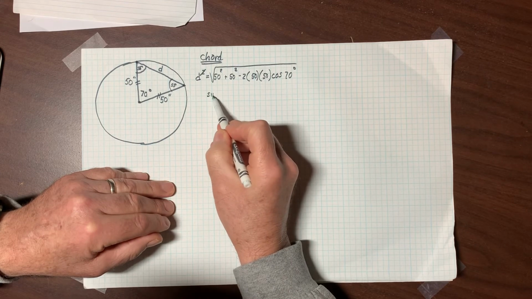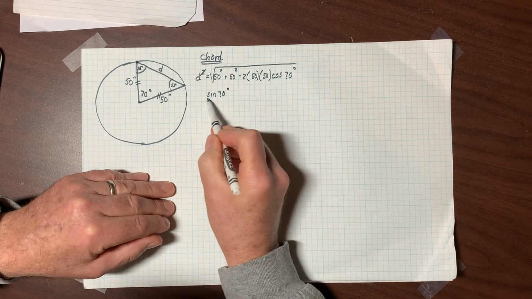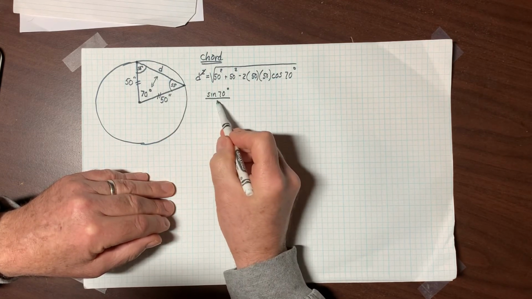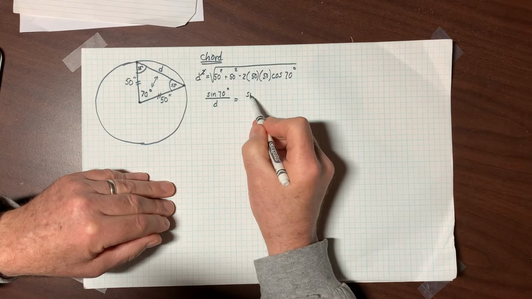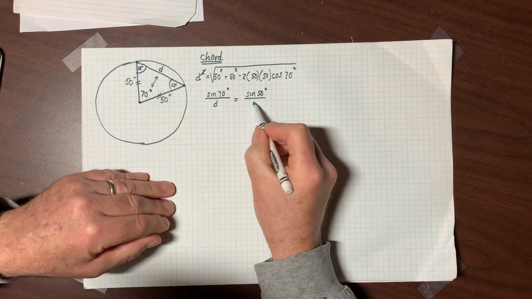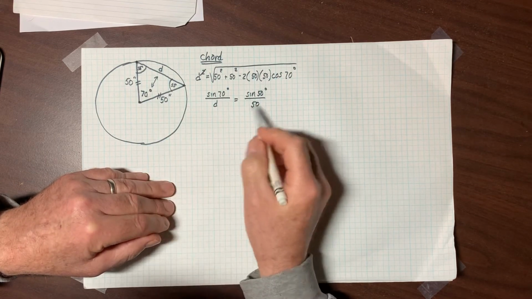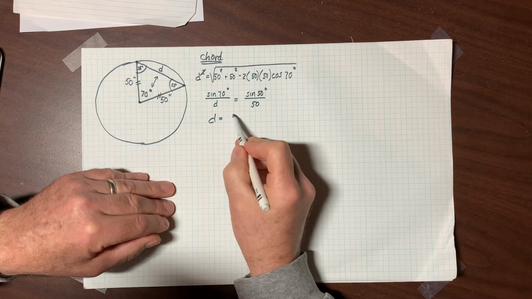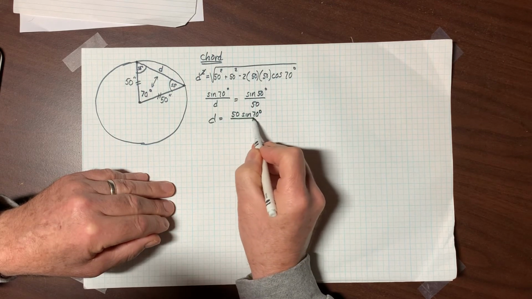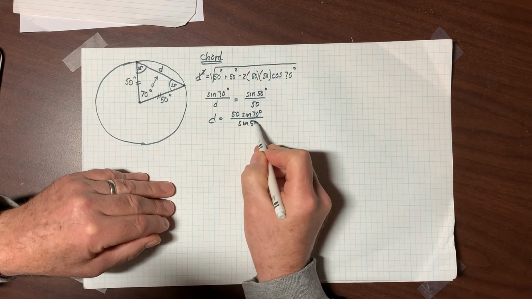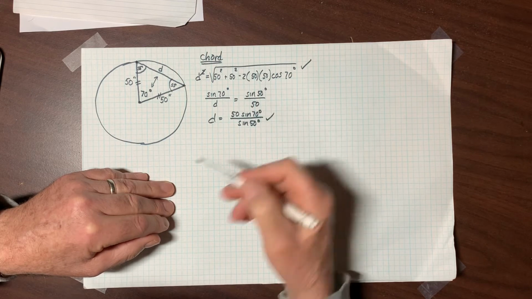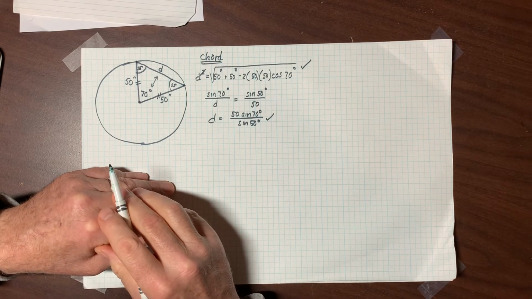sine of 70 degrees is to D, the side opposite, as the sine of 55 degrees is to 50 inches. And cross multiply, D is going to equal 50 times the sine of 70 degrees divided by the sine of 55 degrees. So whether you use law of cosines or law of sines, you should come up with the same answer for both of those.